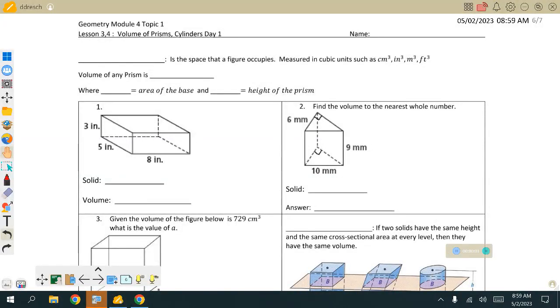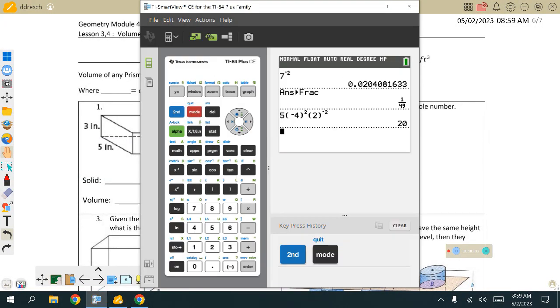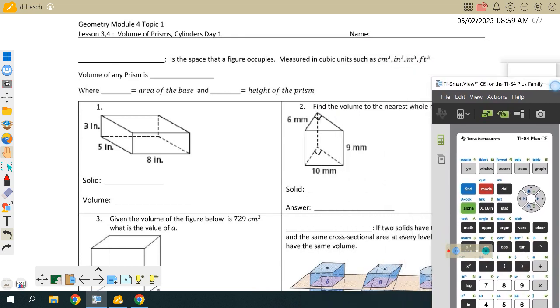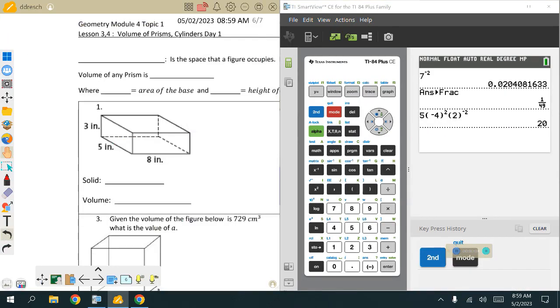Volume of prisms and cylinders. So let's go ahead and do this here today. And again, you will need your calculator out to go with it.